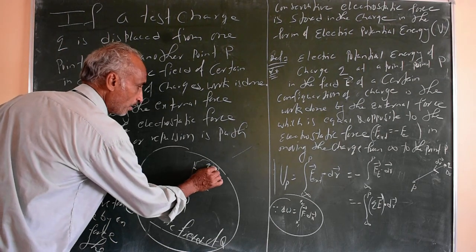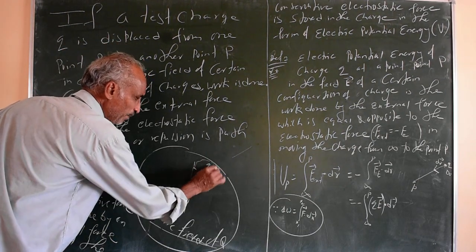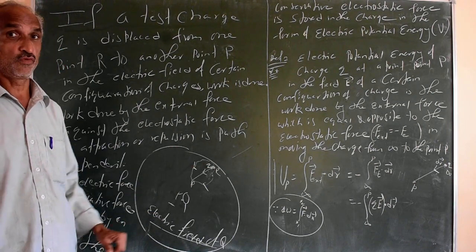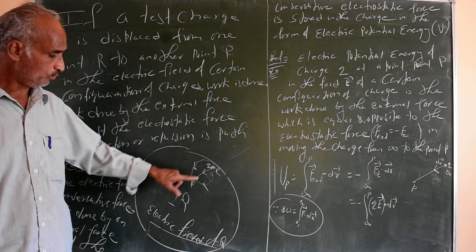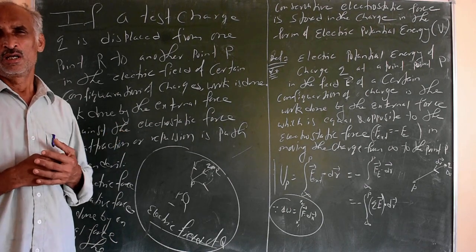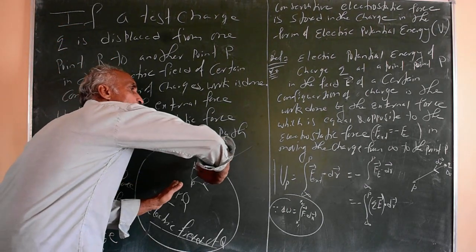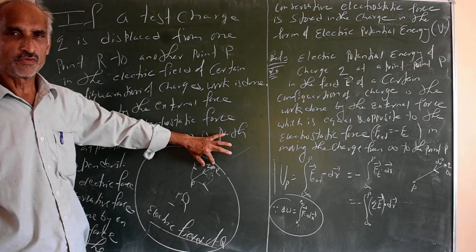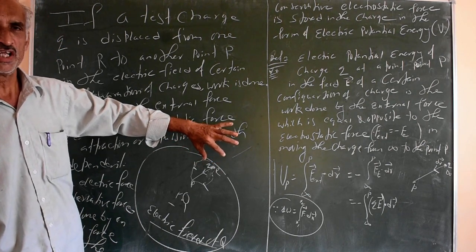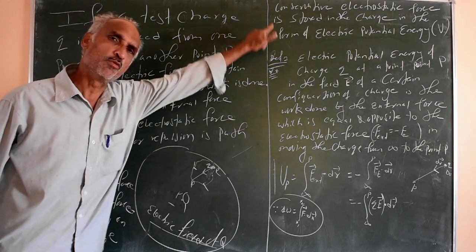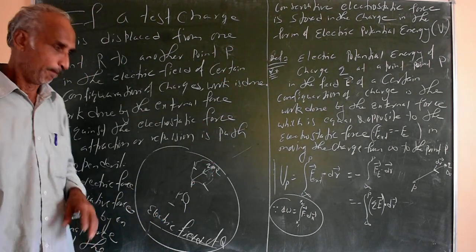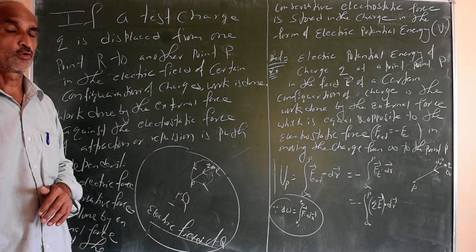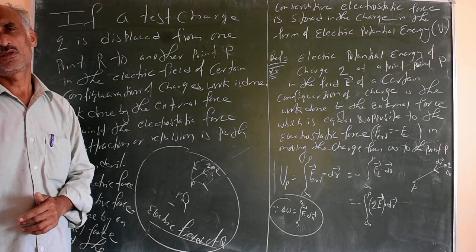Here the charge q is displaced from R to P along any path. So against the electrostatic force, the charge is displaced with the help of an external force. Because here is the source charge, here is the test charge. Suppose both are positive. Then automatically the test charge will be repelled. When the test charge is allowed to move freely, it moves outwards because there is a force of repulsion. But by the external force, I am pushing it inwards. So the external force to be applied is equal and opposite to the electric force.